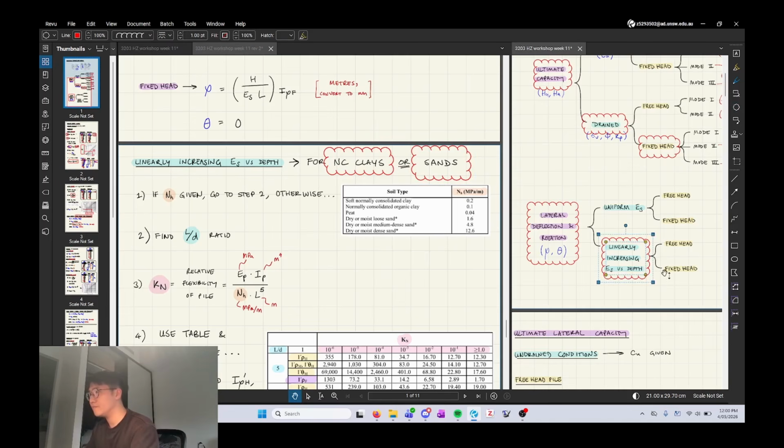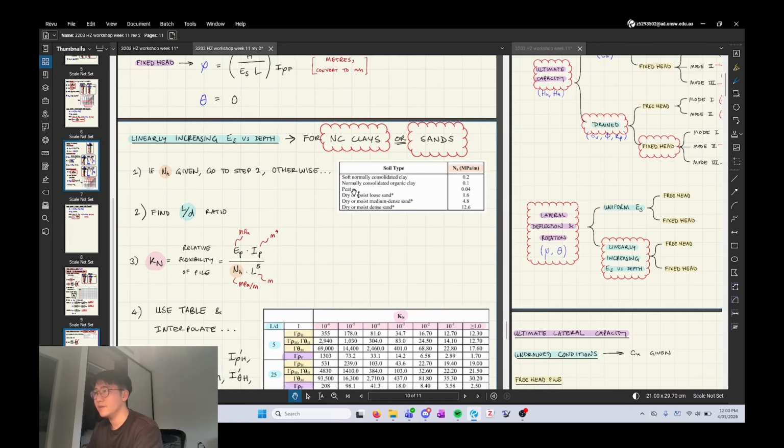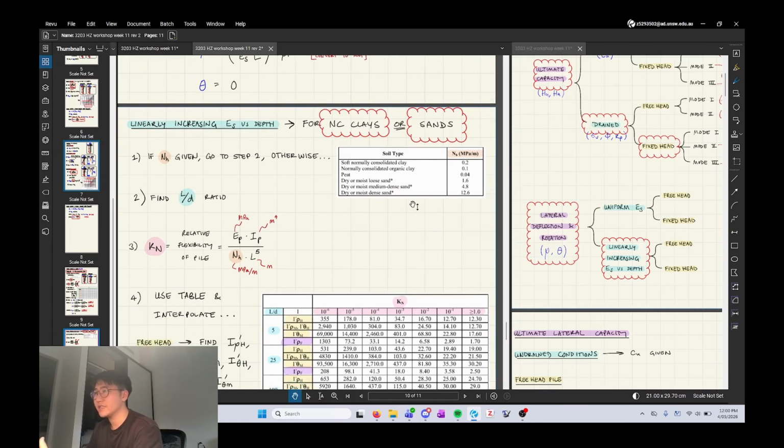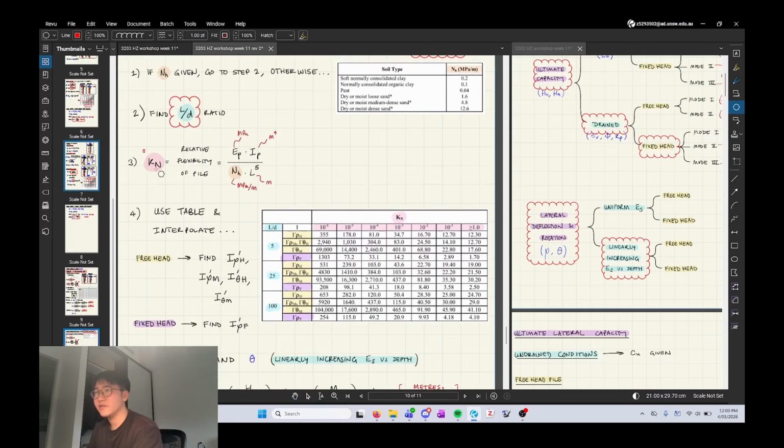So we're here in the map. If NH is given, so NH is the rate at which EC increases per meter into the ground that you go, if you're given it in the question, then just use it. Otherwise, you should use this table. So you figure out what you have based on the description in the question. Okay, and then you find the L to D ratio, you find Kn.